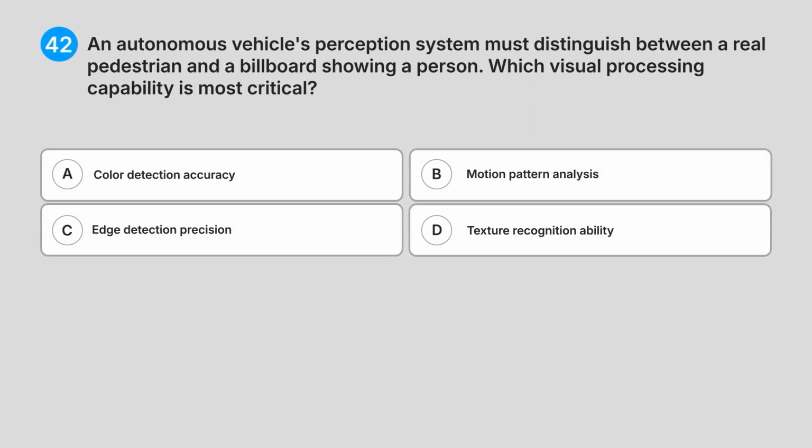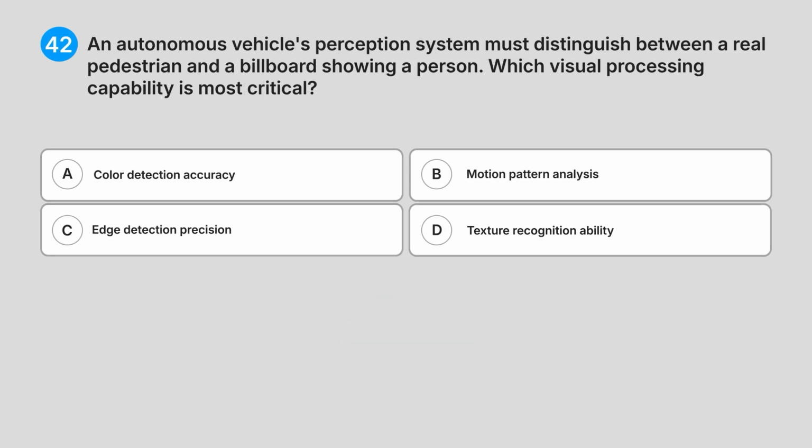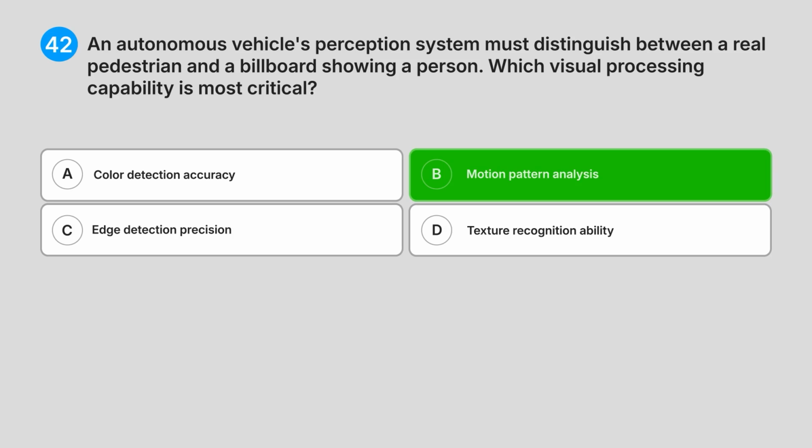42. An autonomous vehicle's perception system must distinguish between a real pedestrian and a billboard showing a person. Which visual processing capability is most critical? A. Color detection accuracy. B. Motion pattern analysis. C. Edge detection precision. D. Texture recognition ability. Do you know the answer? Correct answer, B. Motion pattern analysis.